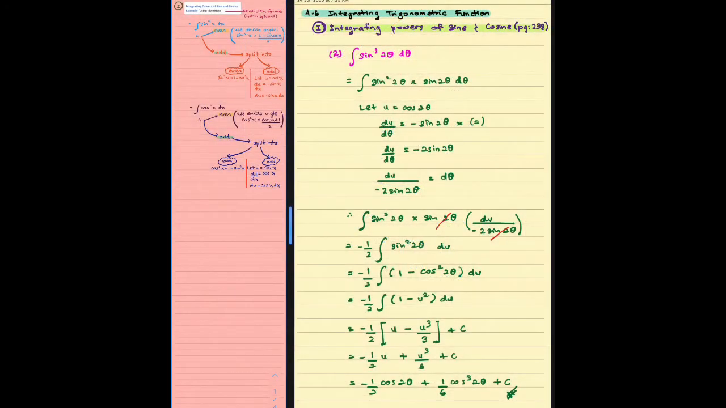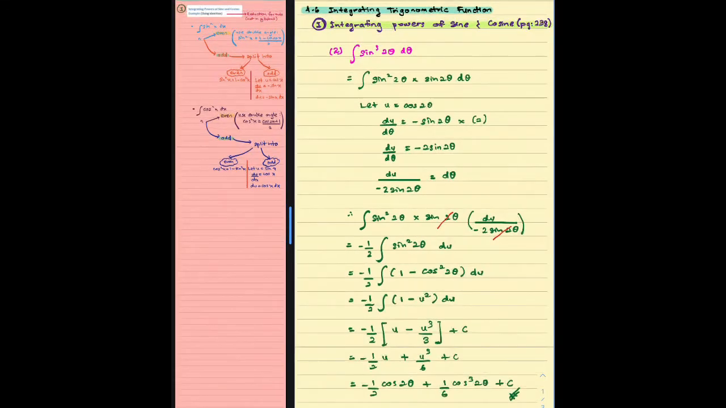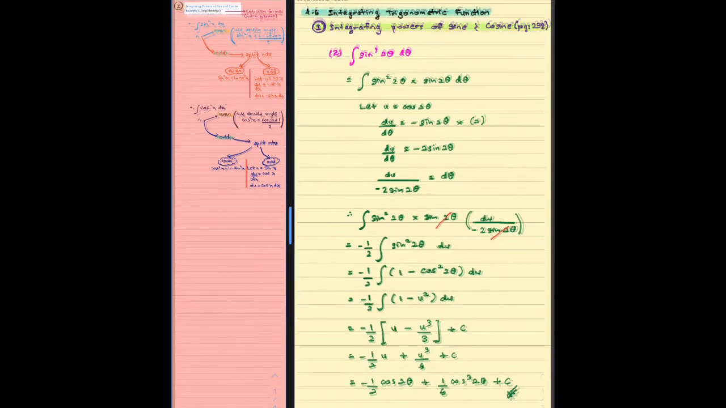So now I want to discuss an example for 4.6, integrating trigonometric functions, which consists of integrating powers of sine and cosine. In the workbook, it is at page 238. Number 2, the integral of sine cubed 2 theta d theta. When we see the previous note, when integrating powers of sine, if n is odd, we need to split it into even power and odd power.